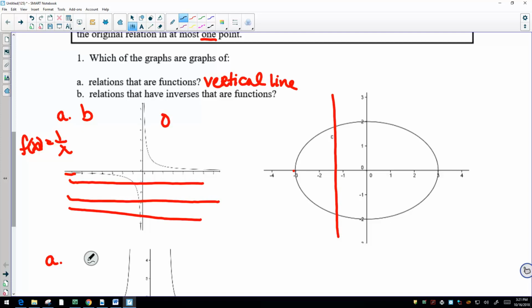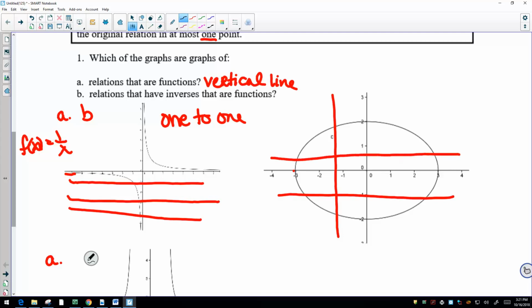I can call this a 1-to-1 function because it passes both the vertical and the horizontal line tests. Our second example, again, it is going to fail that horizontal line test because I can see multiple locations where, when I draw horizontal lines, it will intersect that function at more than 1 spot. So not only is it not a function, but its inverse will not be a function.